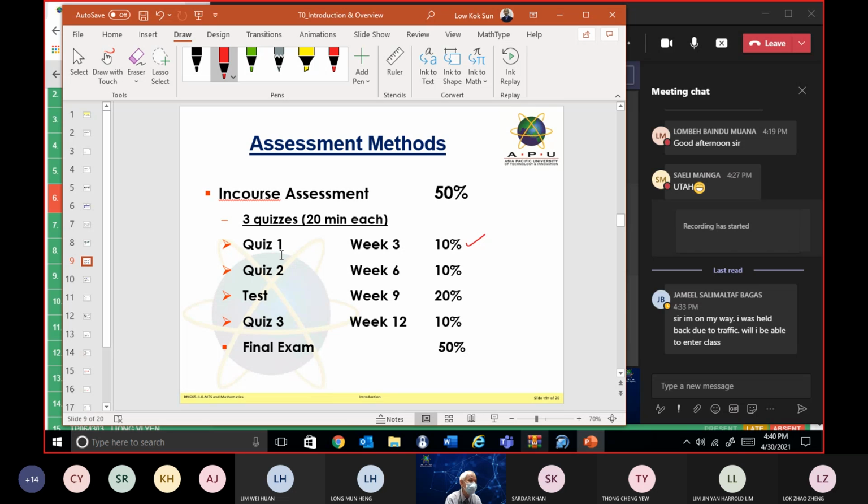The word quiz usually means we test on simple concepts. Quiz is part of the formative assessment where we do not test on difficult concepts, only the early, preliminary part of the syllabus. So quiz one is 10%, quiz two another 10%. Then test. Quiz one will be on chapter one, quiz two on chapter two, followed by the test on chapter three, roughly. Then quiz three will be chapter four, and the final exam has the last two chapters, statistics and probability. Everything is quite manageable, quite clear.